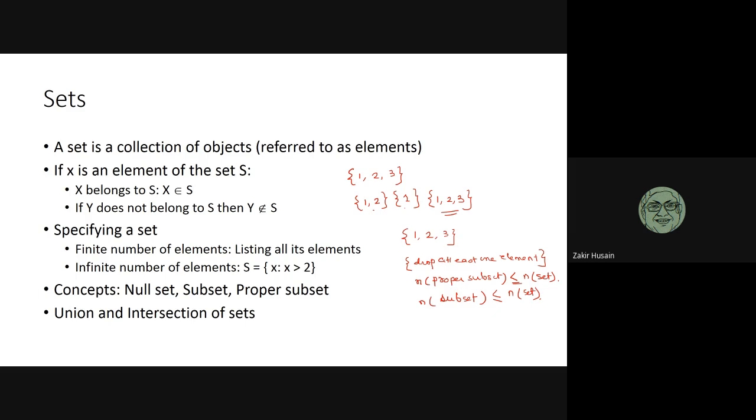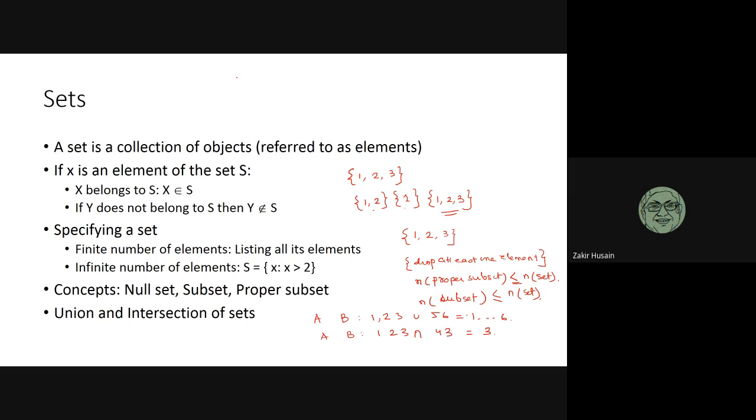Union and intersection, what is the difference? Union means two sets where all the elements are combined together. For example, if in set A we have 1, 2, 3, and in set B we have 3, 5 and 6, then A union B will be 1, 2, 3, 5, 6. Very good. And intersection? The common elements in both the sets. So here you have only one common element, which is 3.